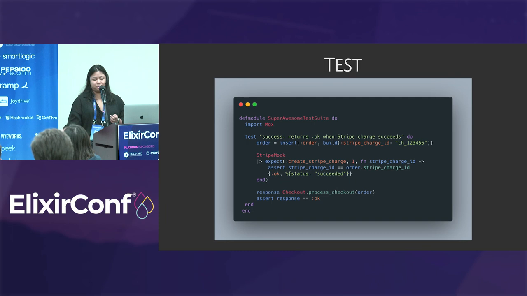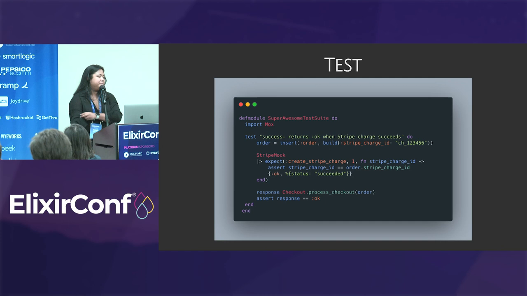So in this case, I would need an order that is the thing that would be actually charged, and I want to test that the checkout module's function process checkout happened. Assert response okay. If you're familiar with tests, you know that assert response okay is a decent indicator. You might want a few other indicators to check on.